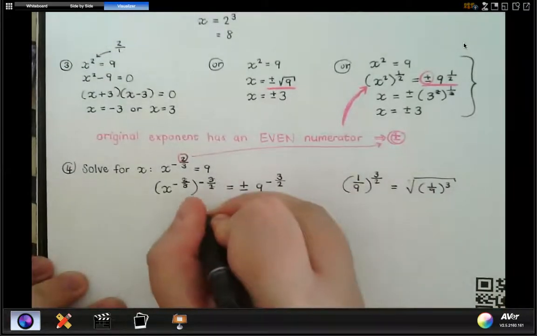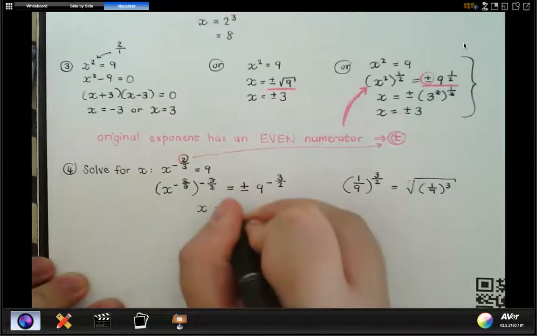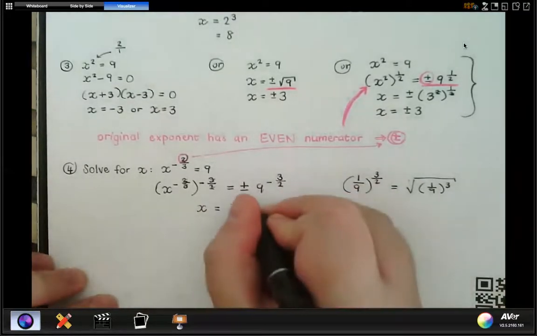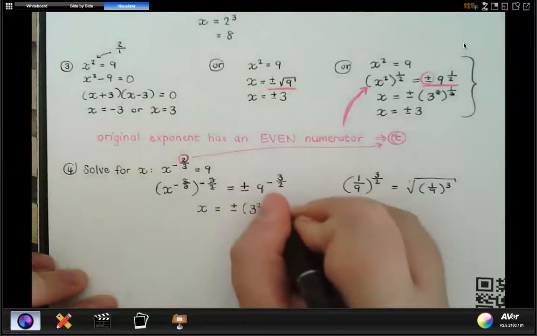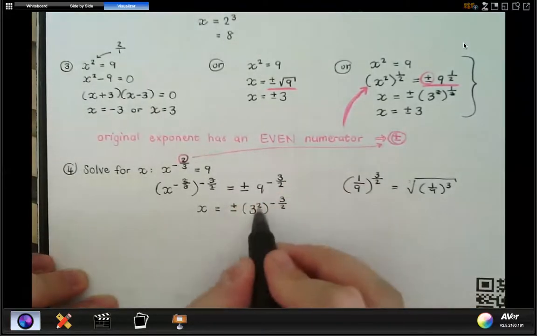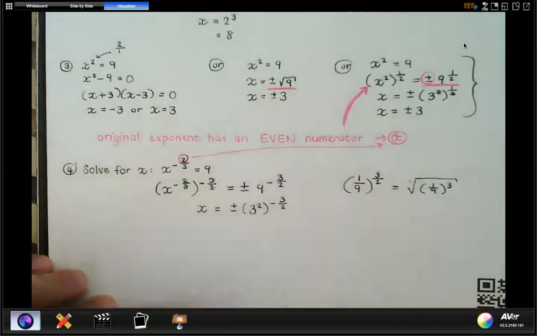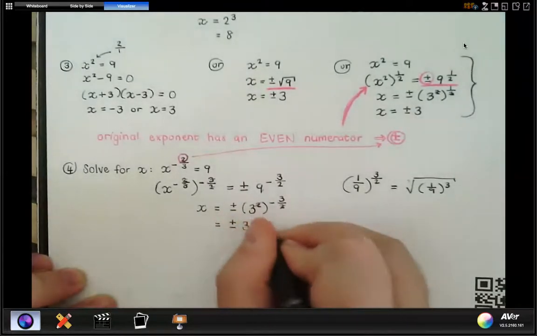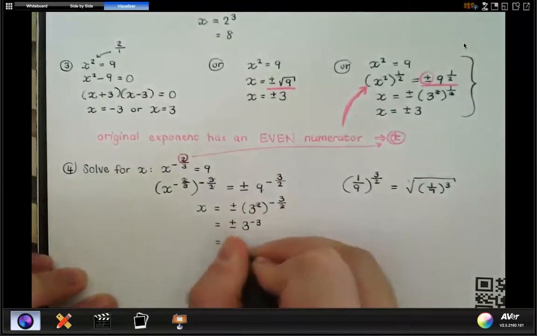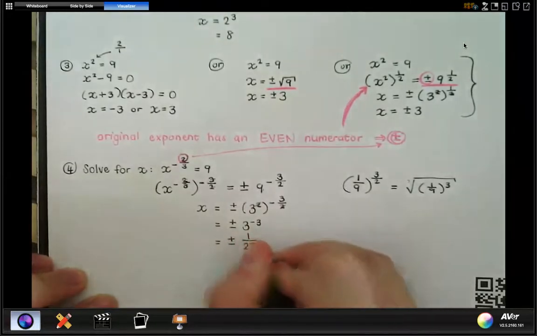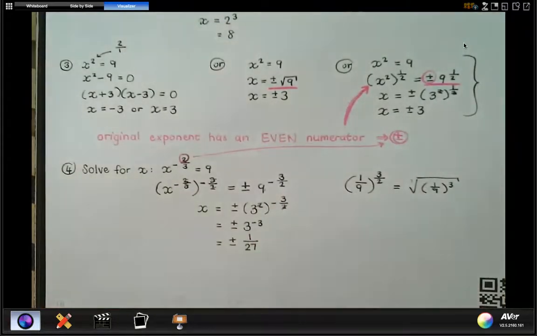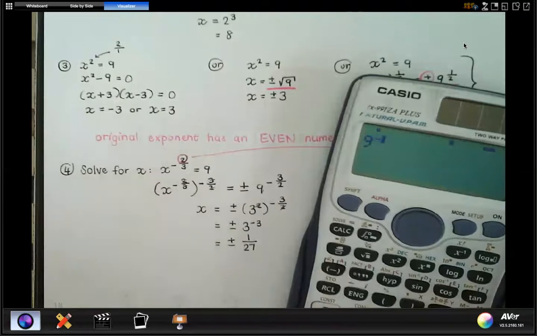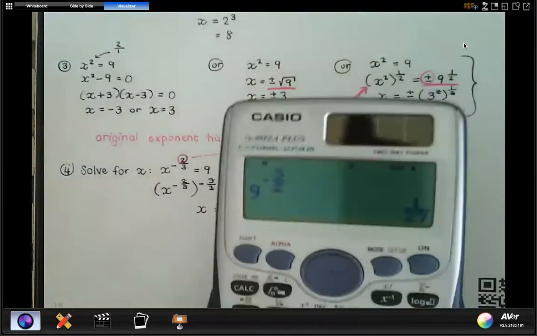So now here we're going to have x to the 1 is equal to plus or minus. To get rid of this 9 and the fractional exponent, we're going to write 9 as 3 squared, so that this exponent 2 will cancel out the denominator in the fraction. So there we get plus or minus 3 to the negative 3, which is now plus or minus 1 over 27.